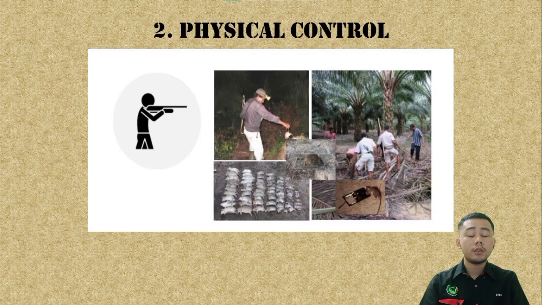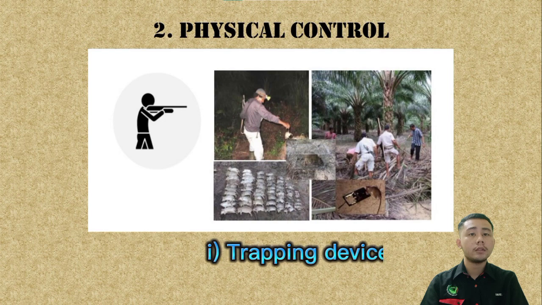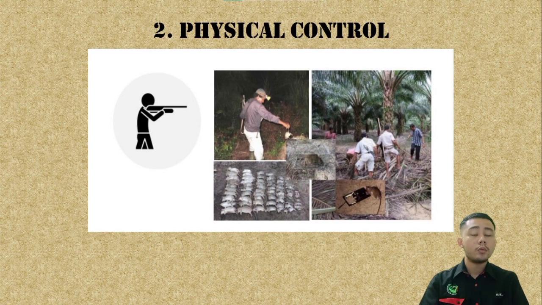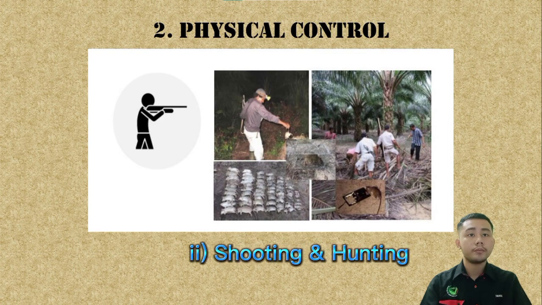The second management to control the population of rats in oil palm is physical control. For physical control, we have 2. First is trapping device. We can put the trapping device in the oil palm area to trap the rats, and second is by shooting and hunting.